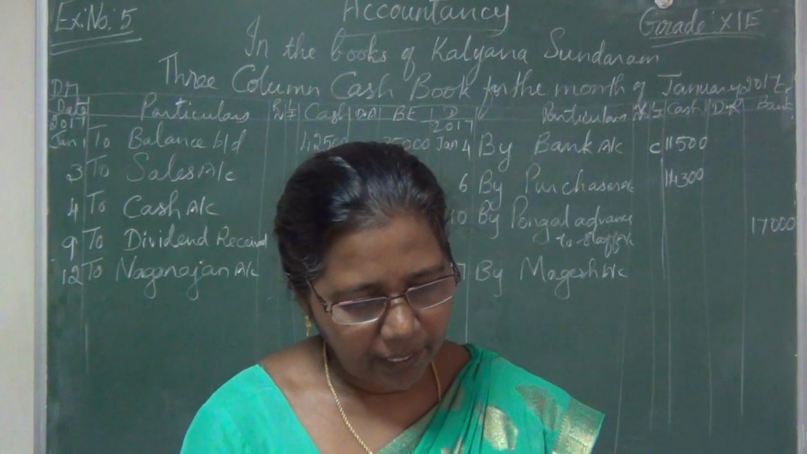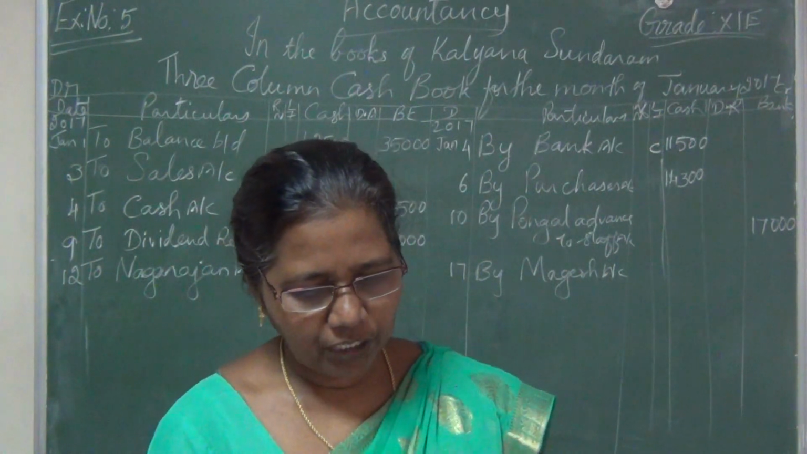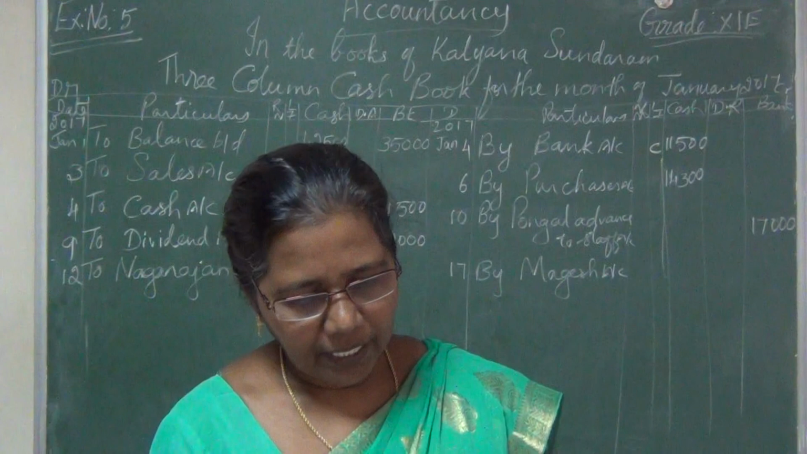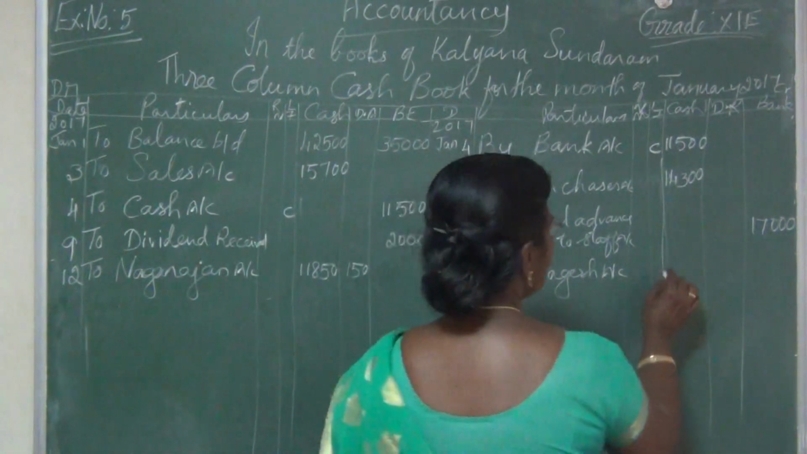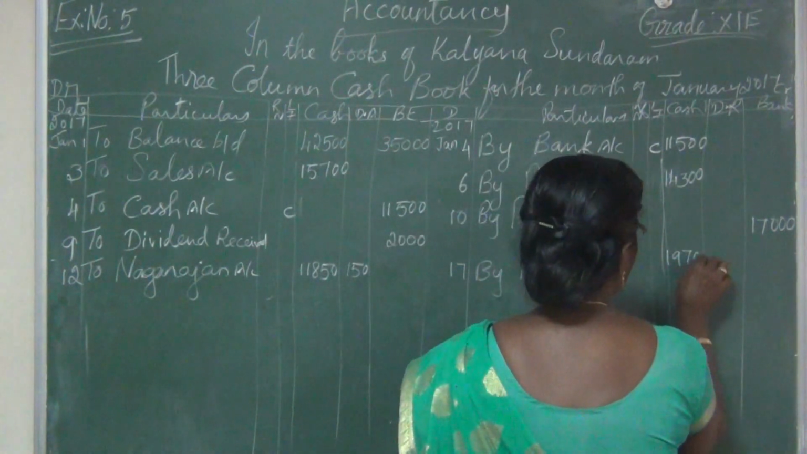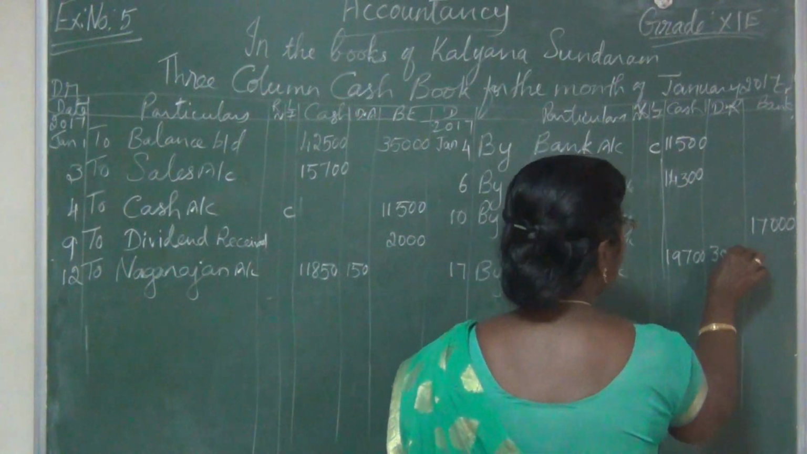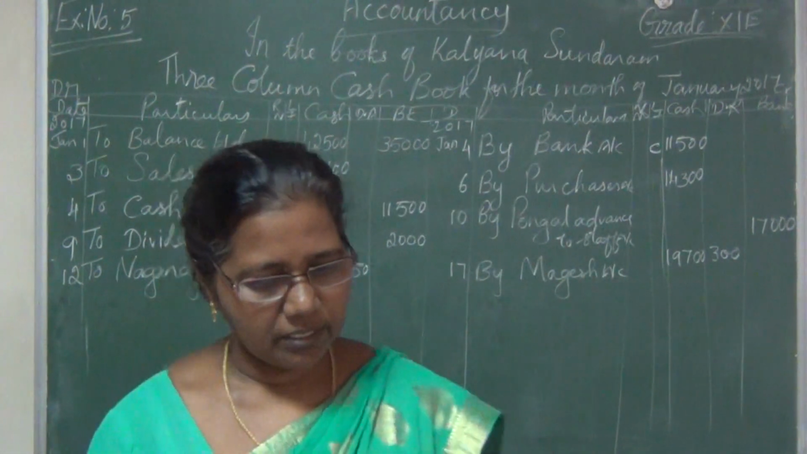So paid by Magesh, it is a payment, 20,000. So we pay as cash only 19,700. Then 300 is the discount received, isn't it?